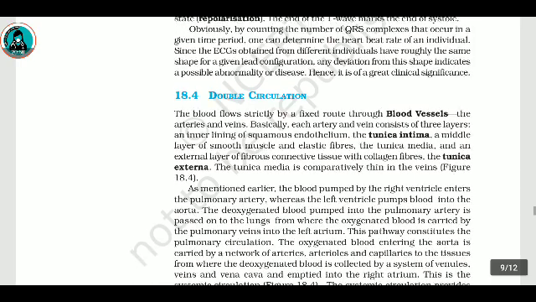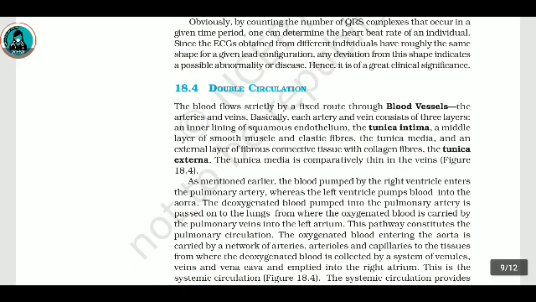Figure 18.4. As mentioned earlier, the blood pumped by the right ventricle enters the pulmonary artery, whereas the left ventricle pumps blood into the aorta. The deoxygenated blood pumped into the pulmonary artery is passed on to the lungs, from where the oxygenated blood is carried by the pulmonary veins into the left atrium. This pathway constitutes the pulmonary circulation.